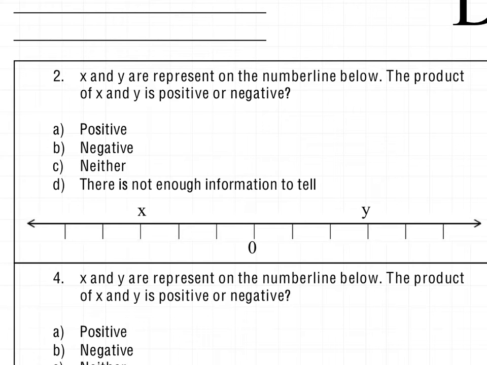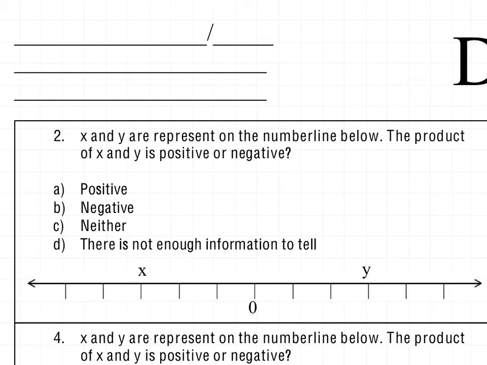Okay, let's go ahead and start with the do now here. Here we have a number line that represents where x and y are on the number line. We're trying to figure out if the product of x and y, the multiplication of x and y, would be positive or negative, or neither, or perhaps there's not enough information to tell.